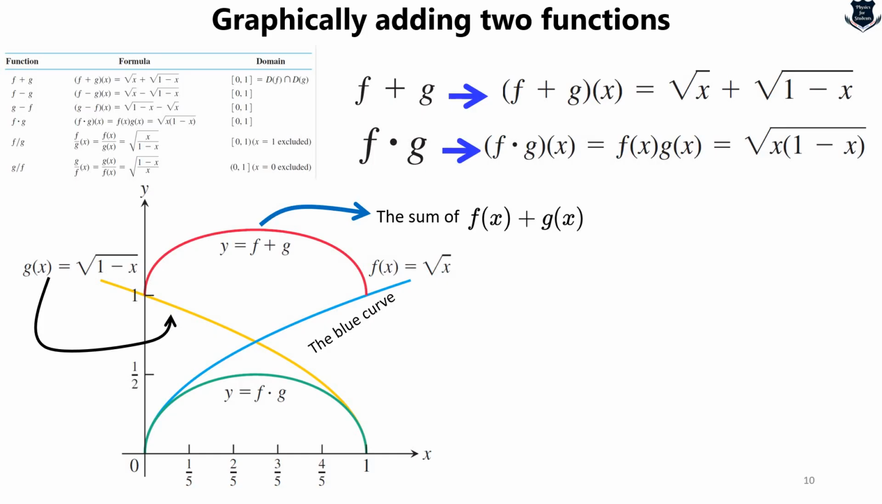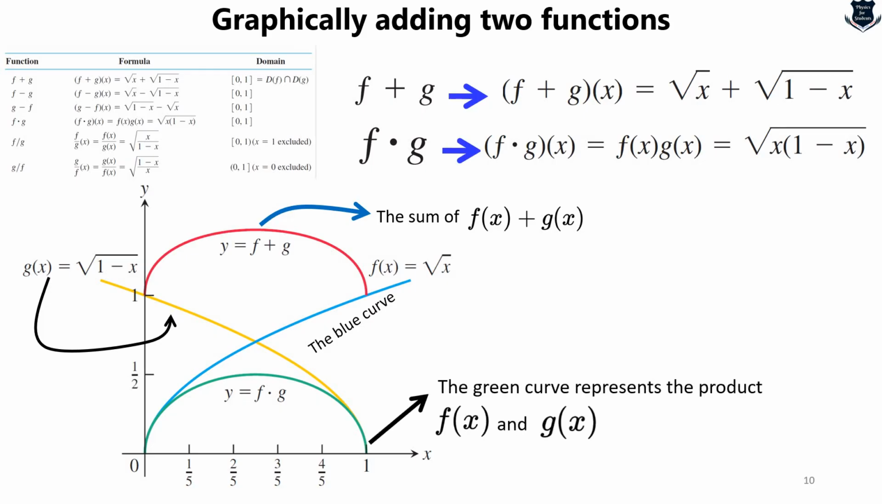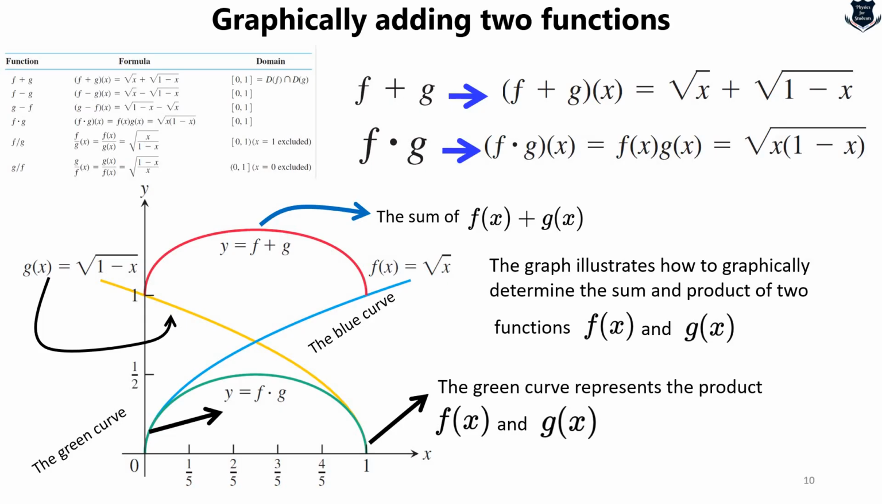Next is the red curve, which is the sum of f of x plus g of x. And here you can see that the green curve represents the product of f of x and g of x, which is f times g, written as f dot g. From here, we can say that this graph illustrates how to graphically determine the sum and the product. We have seen y equals f plus g, and the product, f of x and g of x.